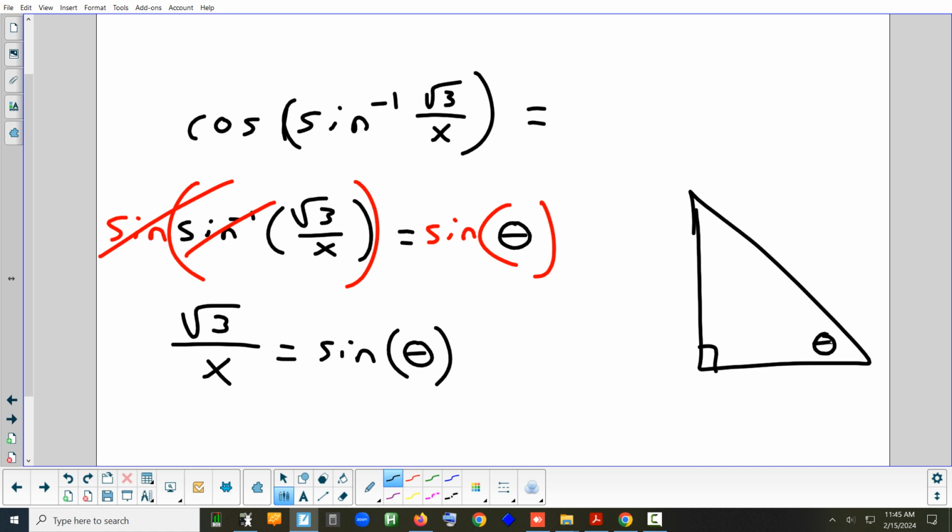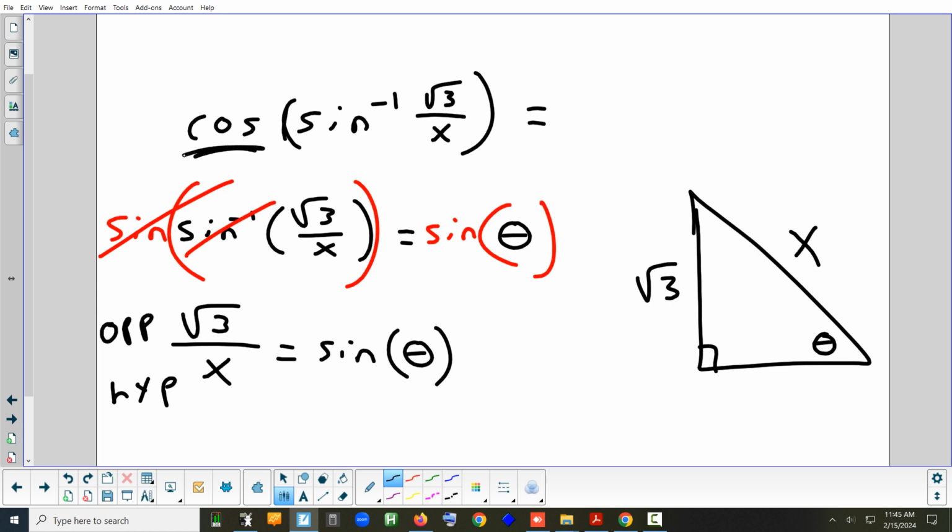What does sine tell us? It tells us something about opposite over hypotenuse. So what should the opposite be in this picture? That should be square root of 3. What should the hypotenuse be? X. And let's go back up and see what they want. They want the cosine of this picture.